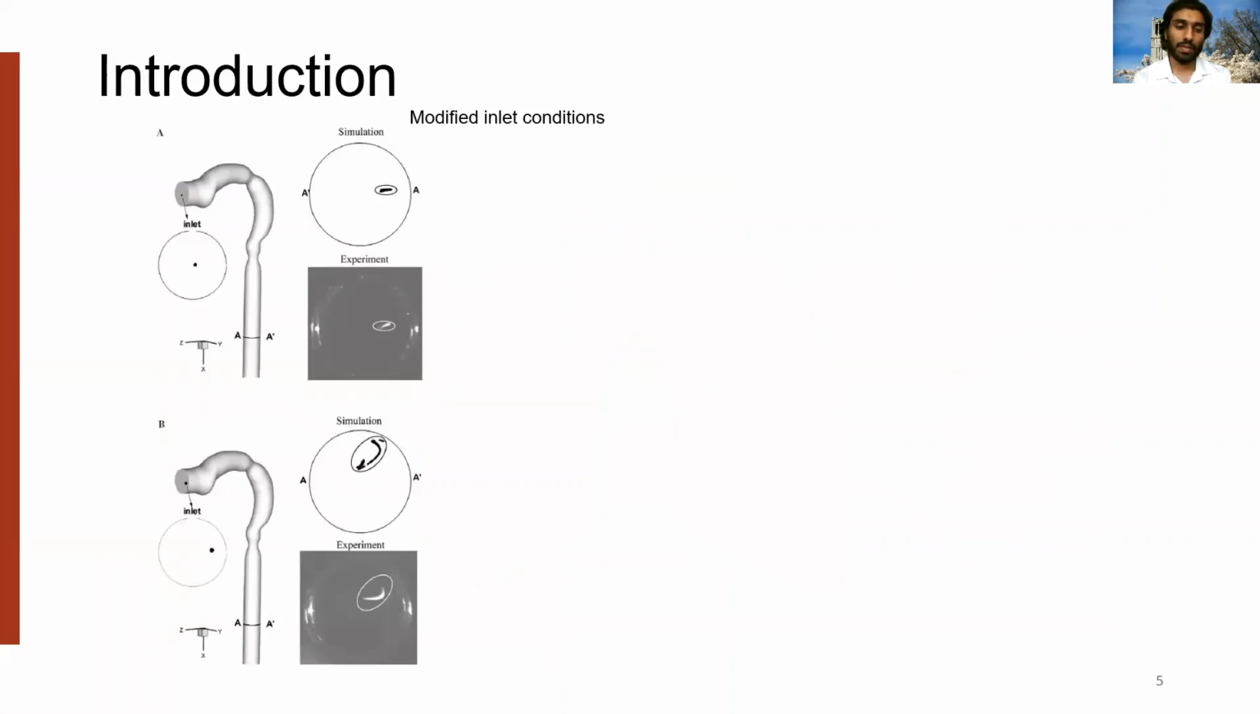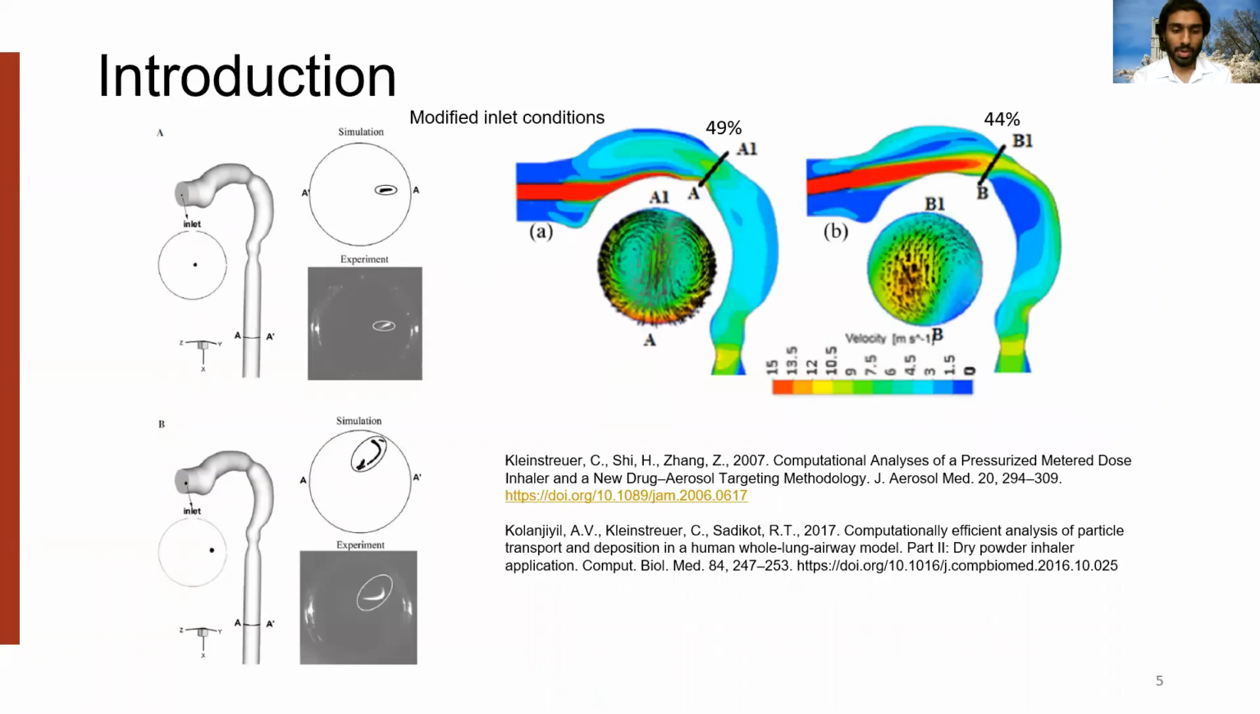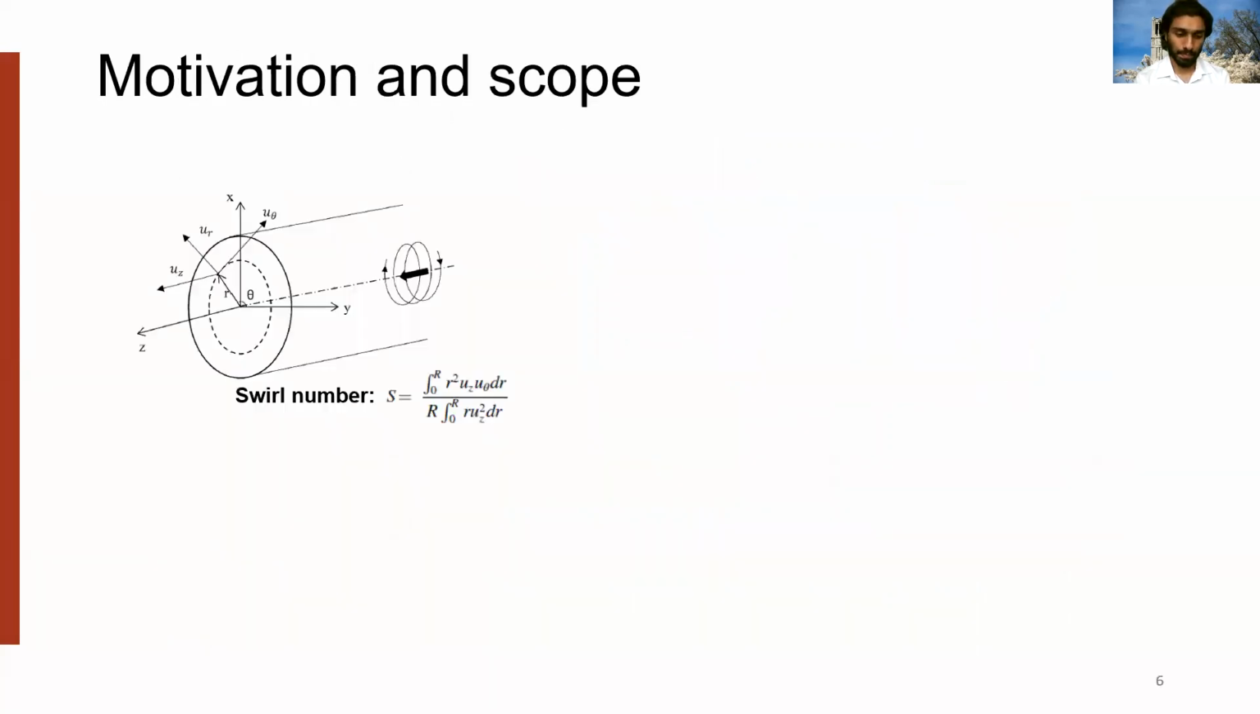Modified inlet conditions are an effective way of overcoming mechanical barriers without the need for new drug formulation or treatment regimen. Their applicability has been demonstrated in several studies. For example, in 2007, Kleinstreuer et al. showed via in silico and in vitro studies the possibility of controlling particle trajectories by altering the injection position. Another demonstration of this was shown in 2017 by Colangelo et al., where they observed reduced oral deposition fraction of drugs from 49% to 44% by incorporating an angled aerosol stream, considering DPI profiles.